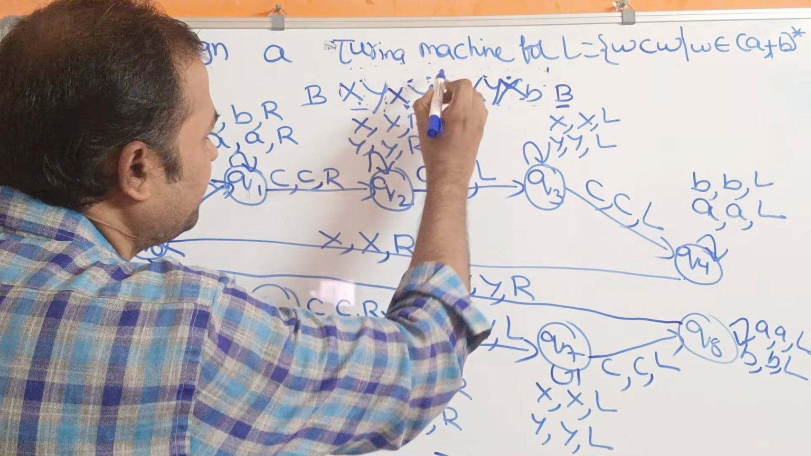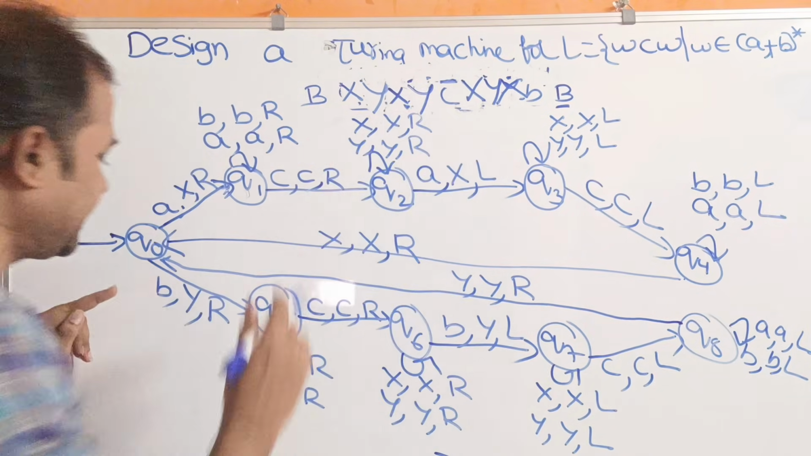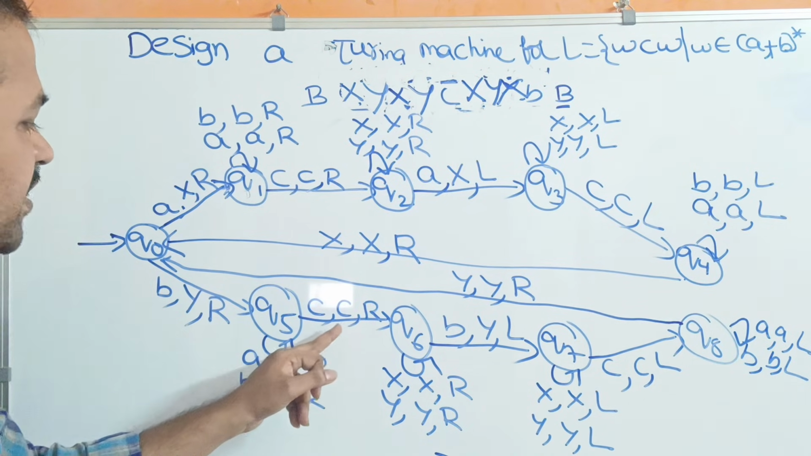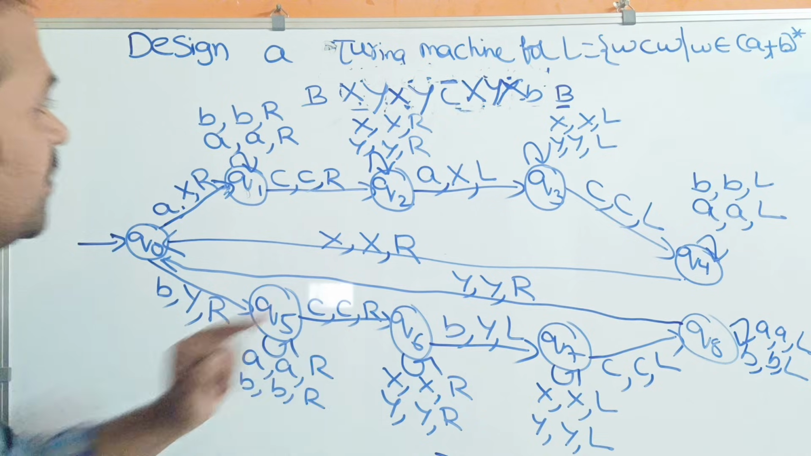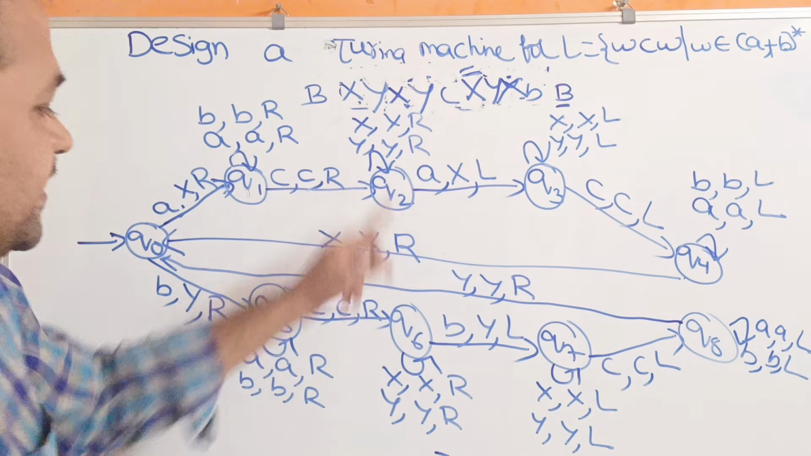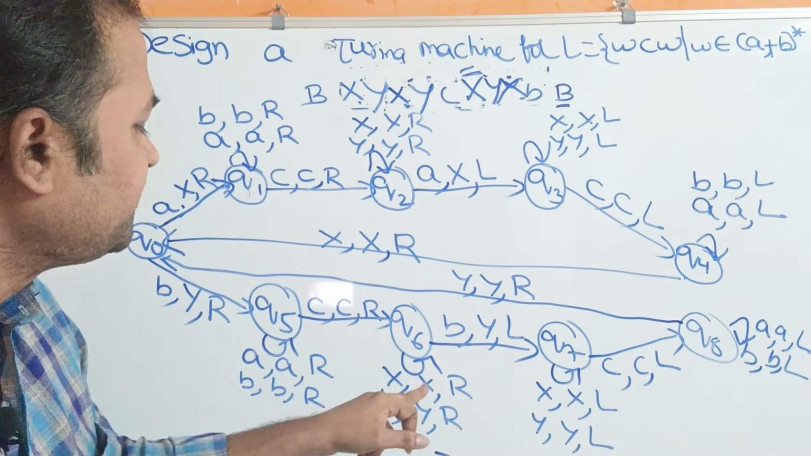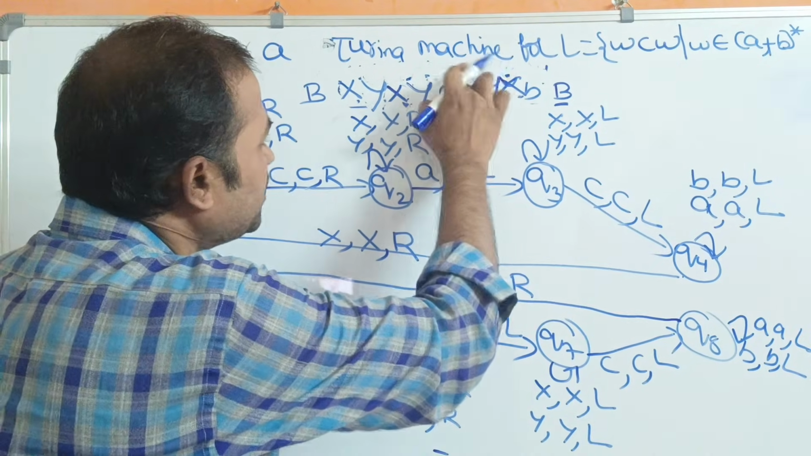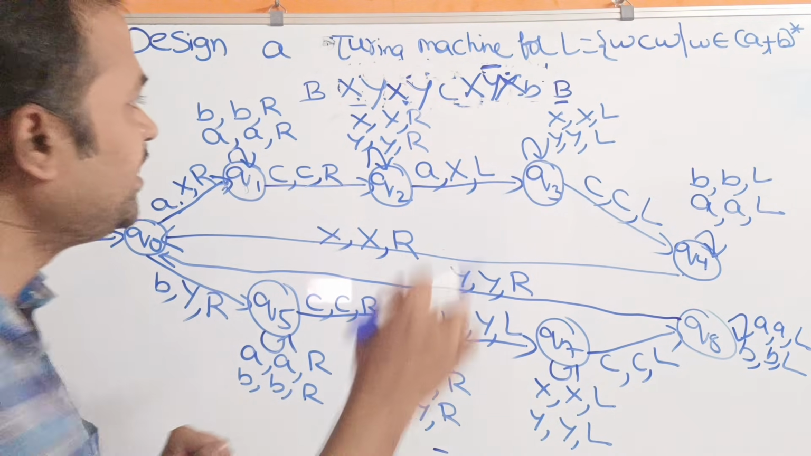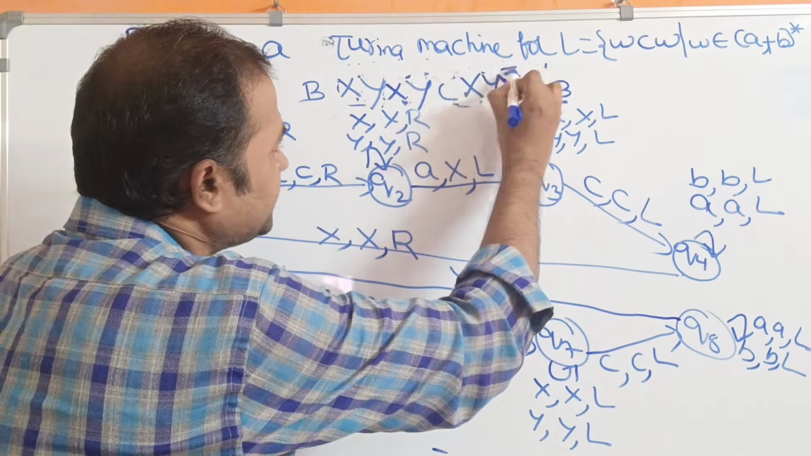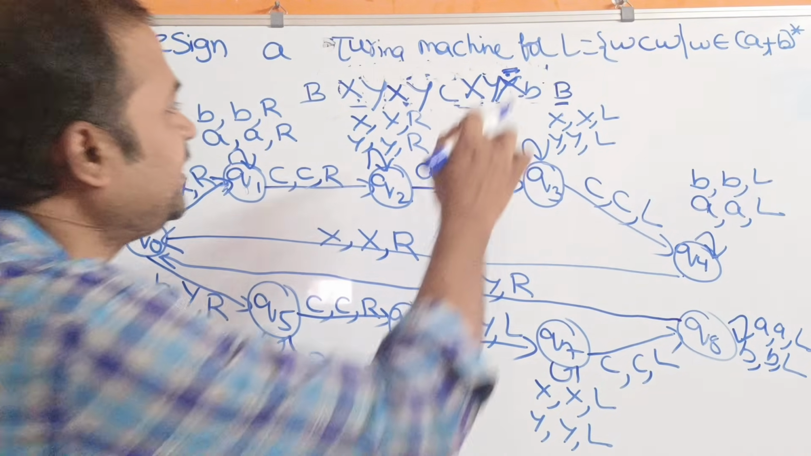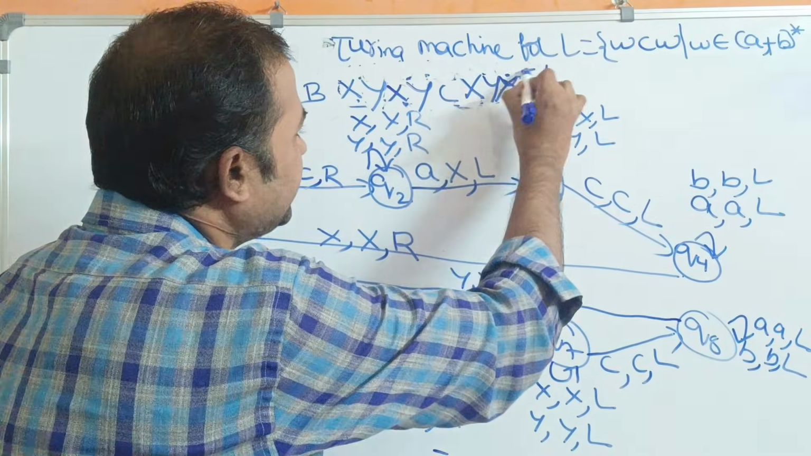It will be replaced by Y, but move the head towards the right. Next, C on Q5 means it will be C only, but move the head towards the right. Next, X on Q6 means it will be X only, but move the head towards the right. Next, Y on Q6 means it will be Y only, but move the head towards the right. Next, X on Q6 means it will be X only, but move the head towards the right.